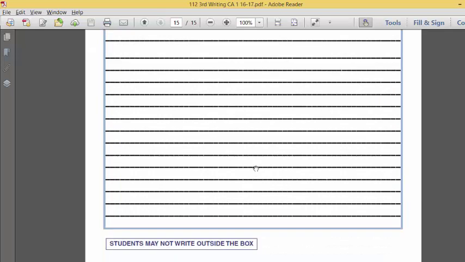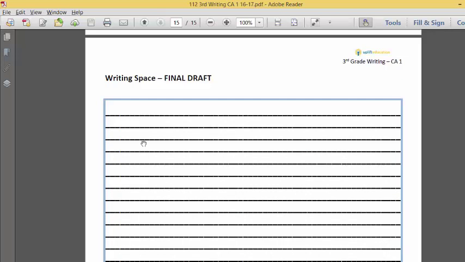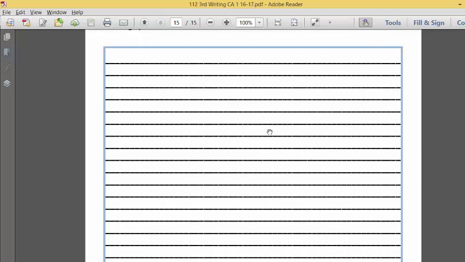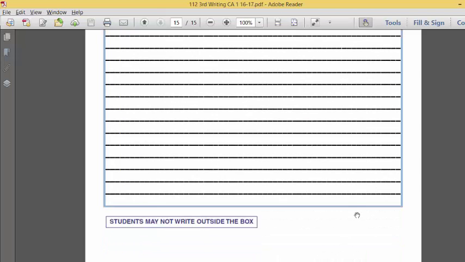This is the space that they should be writing their final draft in. This section for CA1, it is okay if they do not get their final draft all written out here. It is okay to grade a rough draft that might be written on another page. But as we move on to CA2 and especially CA3 when they get ready for 4th grade, we want to make sure that scholars are writing in this space.